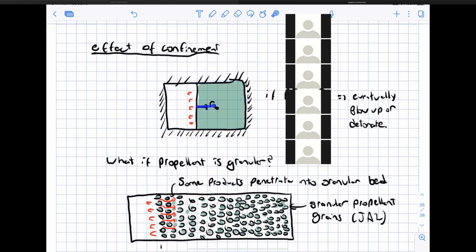Well, the solid propellant will recede at some velocity RB. It will produce high pressure combustion gases that will then pressurize the chamber. And then as the pressure goes up, the burning rate goes up, and it produces a sort of runaway effect that can cause the chamber to explode, or even in the worst case, the propellant to detonate.